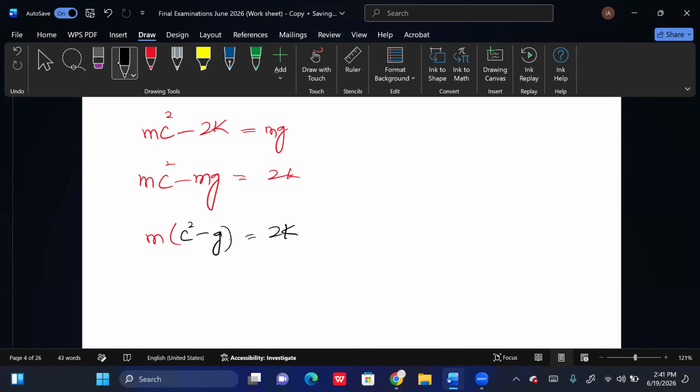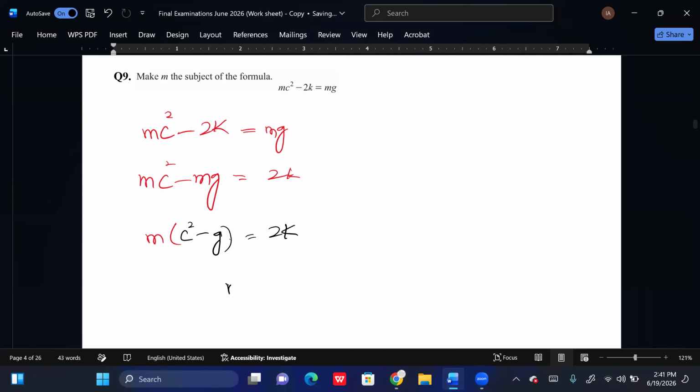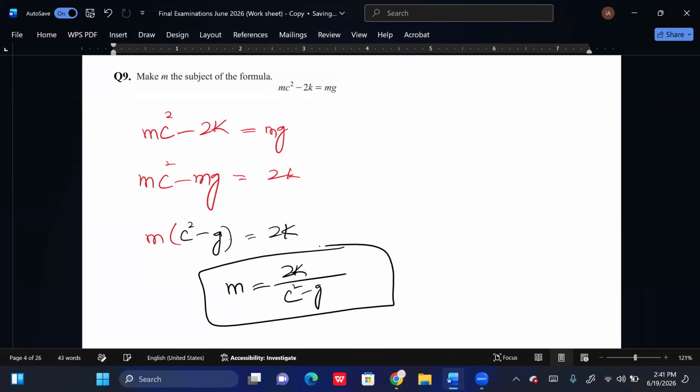Okay, let's take on this. So m equals 2k over c squared minus g. This is the solution of this question.